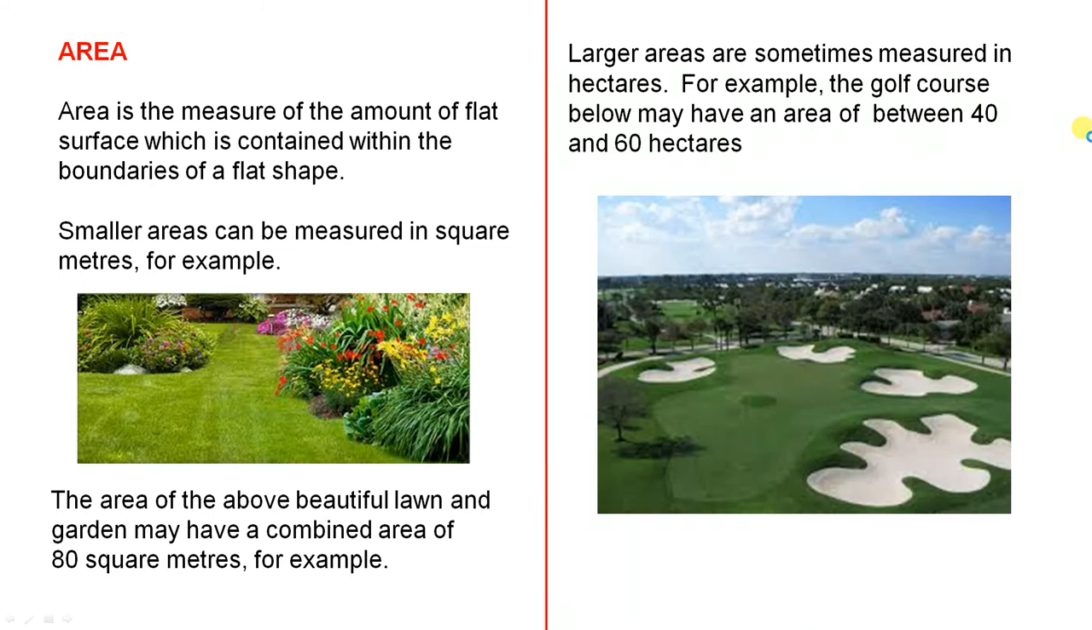Area. Area is the measure of the amount of flat surface which is contained within the boundaries of a flat shape. Smaller areas can be measured in square meters, for example. The area of the above beautiful lawn and garden may have a combined area of 80 square meters, for example.